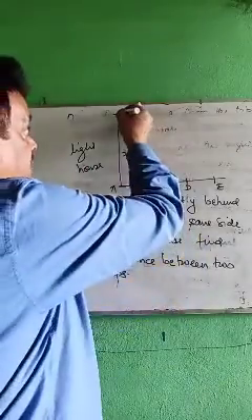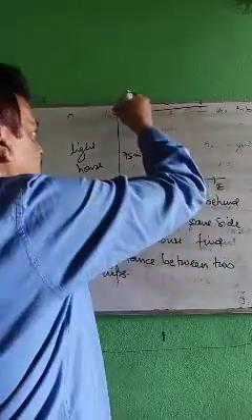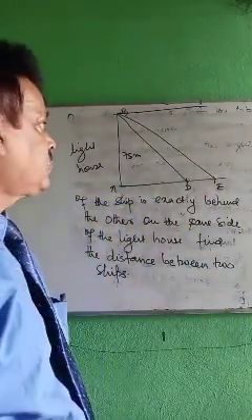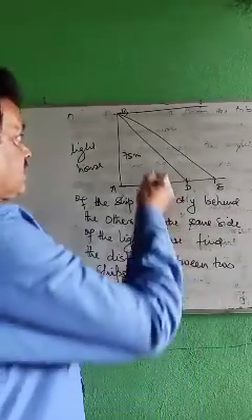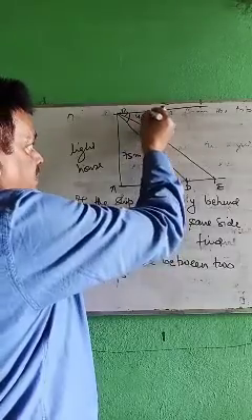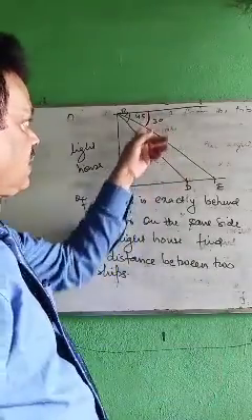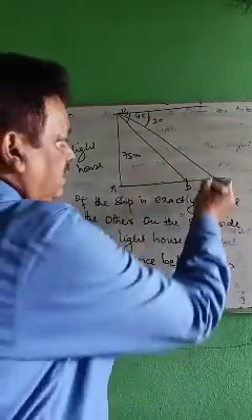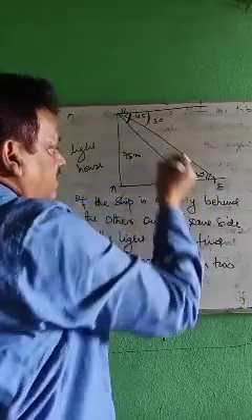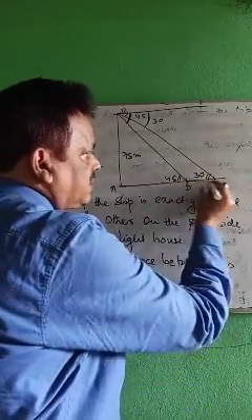Angle of depression means you have to draw a line. There will be one angle to this ship, another angle to this one. Now the question is, which one is bigger, which one is smaller? This is your bigger angle, 45 degree. This is your smaller angle, 30 degree. Alternate angles are equal. If this is 30, this will be 30. If this is 45, this is also 45. You are asked to find the distance between the two ships.